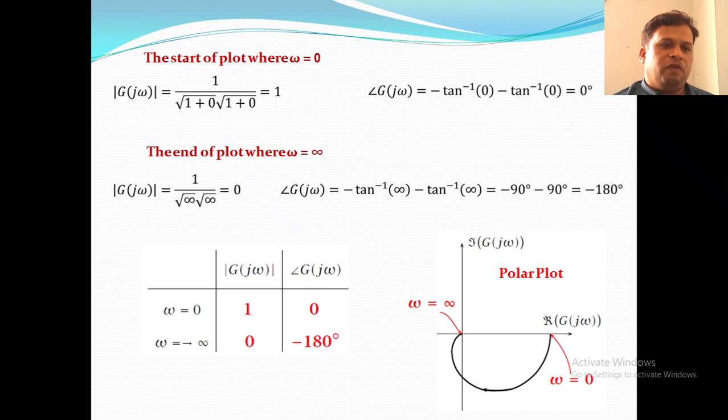Now the end of plot where omega is equal to infinity, modulus of G of j omega is equal to 1 by infinity, that is equal to 0. So the phase of G of j omega is equal to minus tan inverse of infinity minus tan inverse of infinity. So that gives rise to minus 180 degrees, and if you see the value of magnitude and angle at omega equal to 0 and omega equal to infinity, we get 0 and minus 180 degrees for the angle. So if you draw a polar plot, it will be from omega equal to 0 to omega equal to infinity.